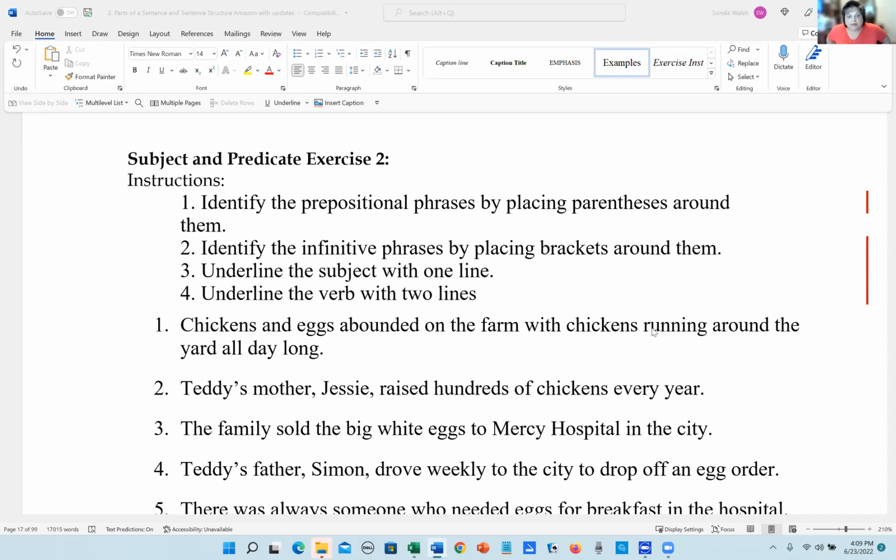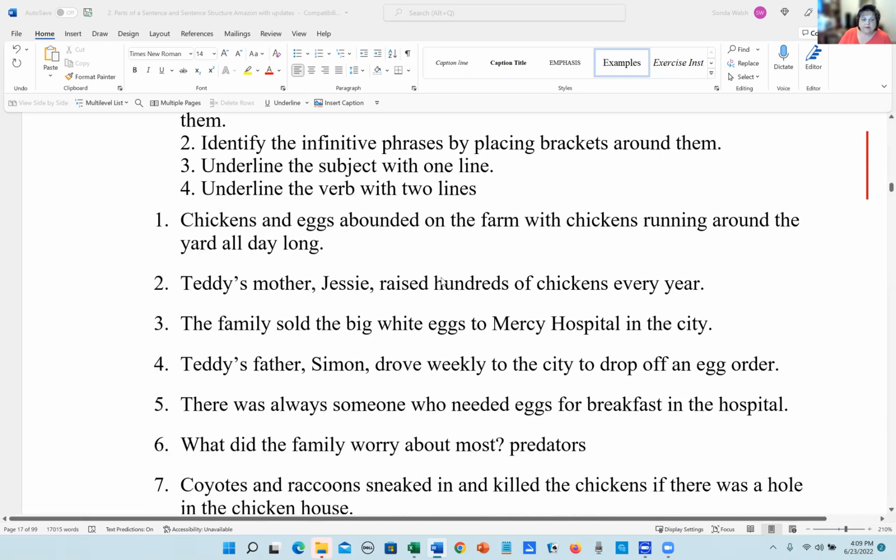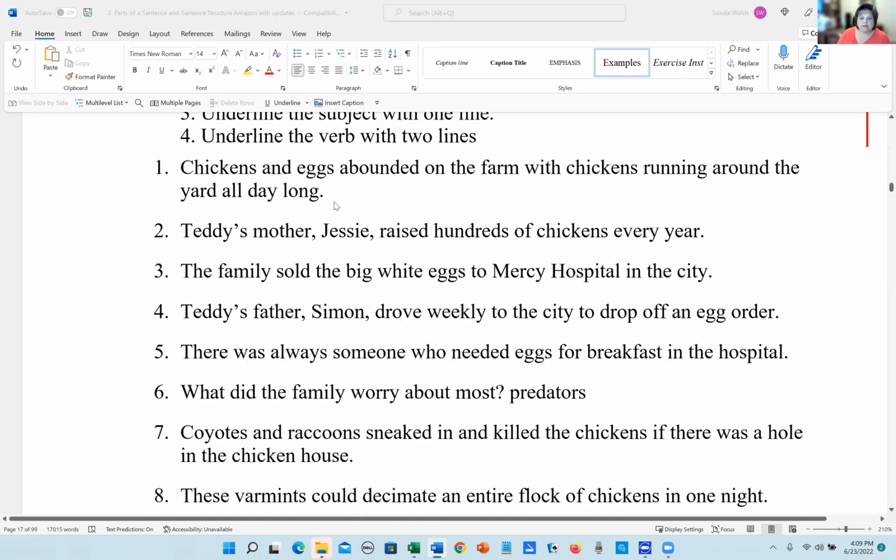This is subject and predicate exercise 2. Again, we're going to go through and do the same thing. Identify the prepositional phrases by placing parentheses around them. So number 1, chickens and eggs abounded on the farm with chickens running around the yard all day long.